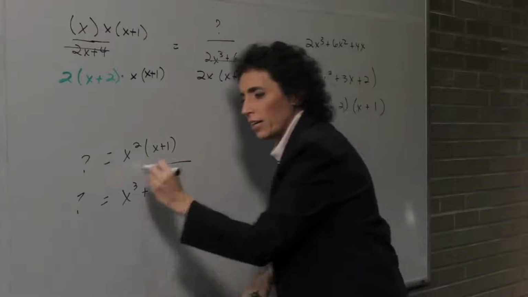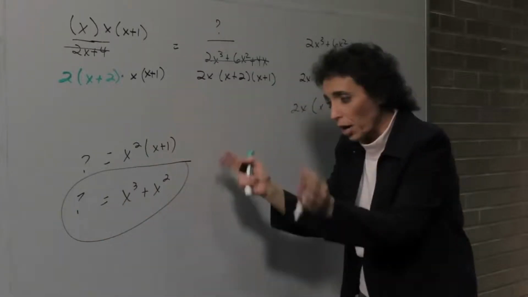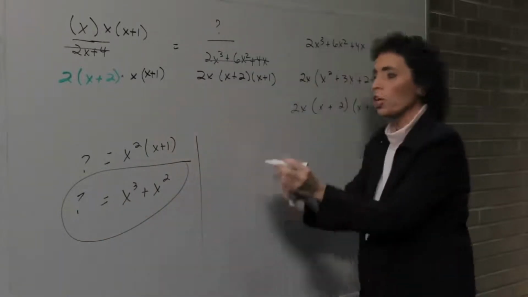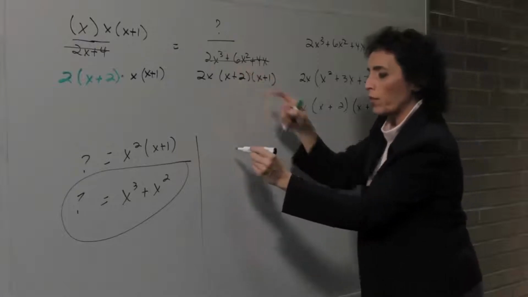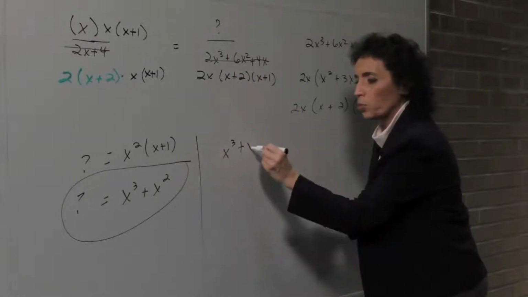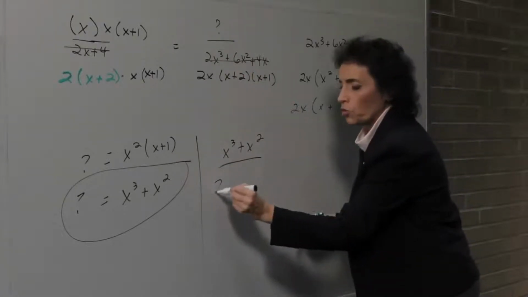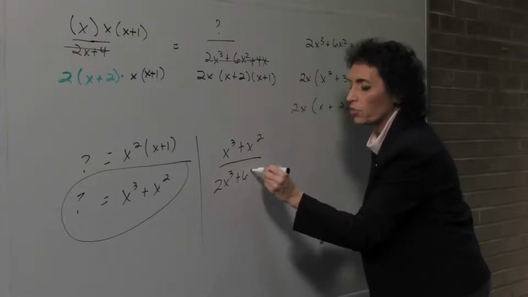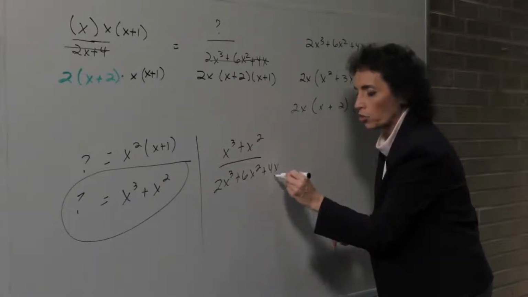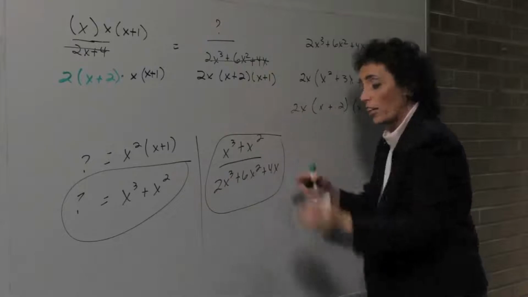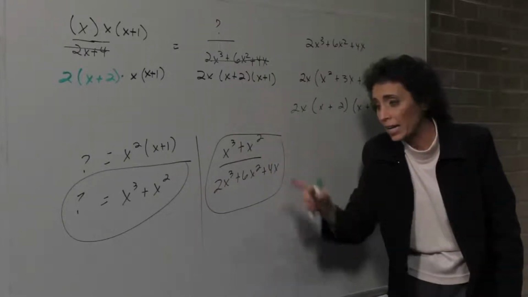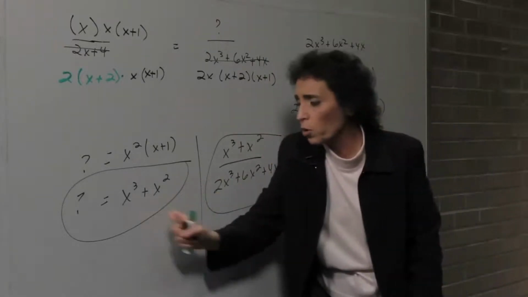Now for me, that's really great. That's awesome. I'm done. I love it. However, sometimes you want to put it over what we started with, so you may want to write it as x cubed plus x squared over 2x cubed plus 6x squared plus 4x. Because to be honest, that's what you were trying to do. You were trying to fill that in, and now you just did. But that's the question mark, and that's how you get it.